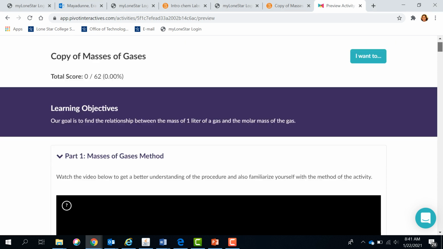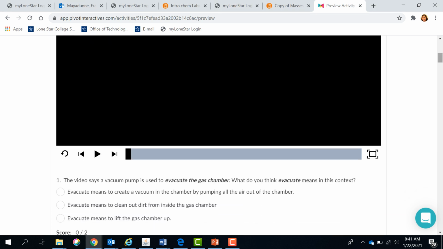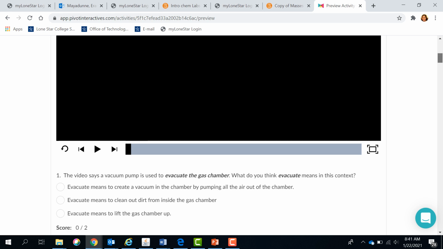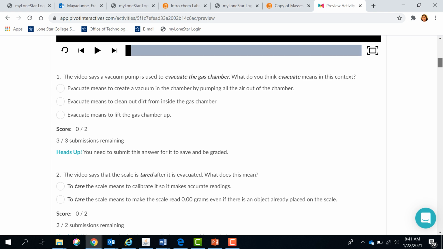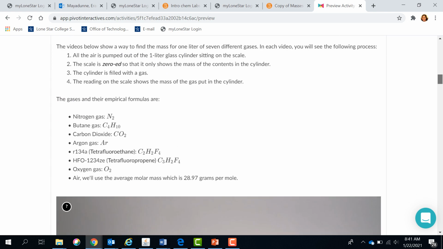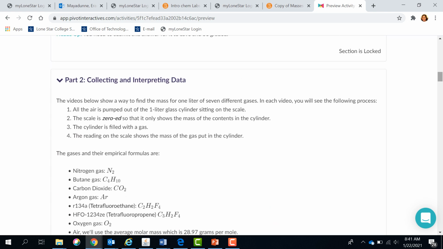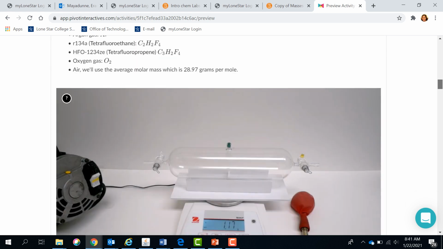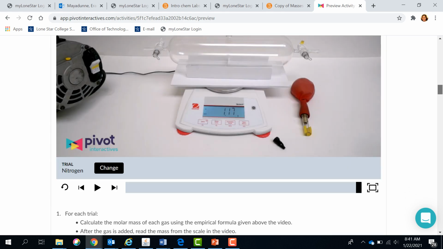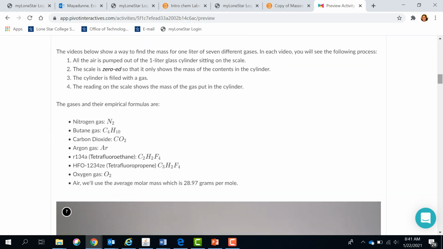In the lab, we start by showing you the simulation, how to fill the gas and evacuate, and then you go to part two. In part two, you start collecting and interpreting data for these gases: nitrogen, butane, carbon dioxide, argon. The first thing you need to know is how to find the molar mass of each gas. So what is the molar mass?